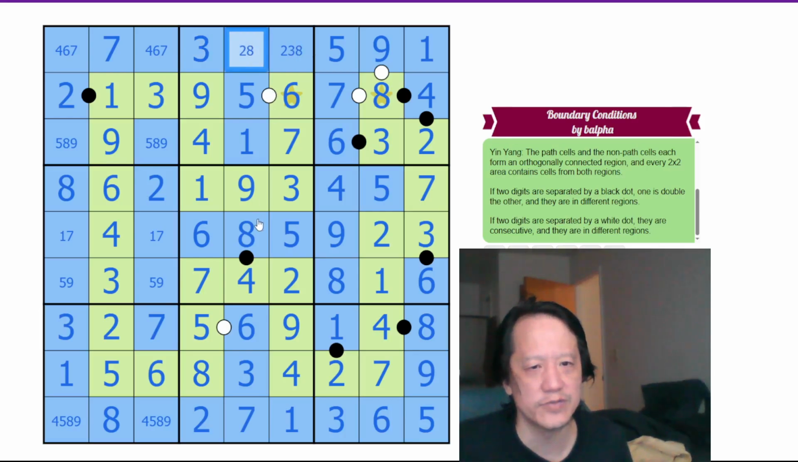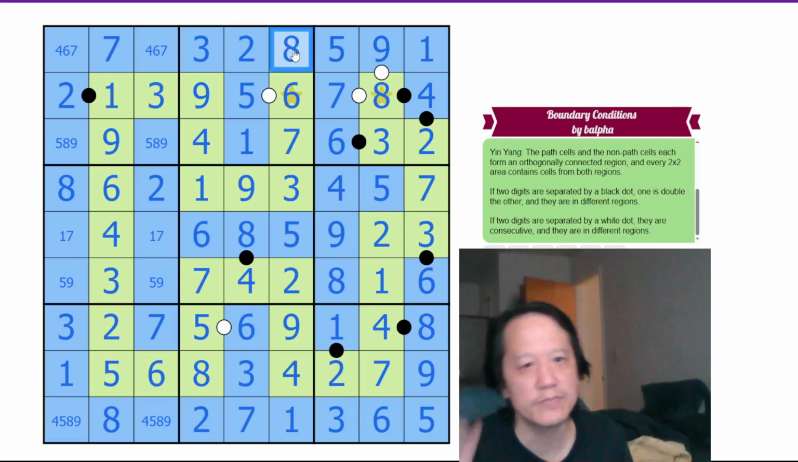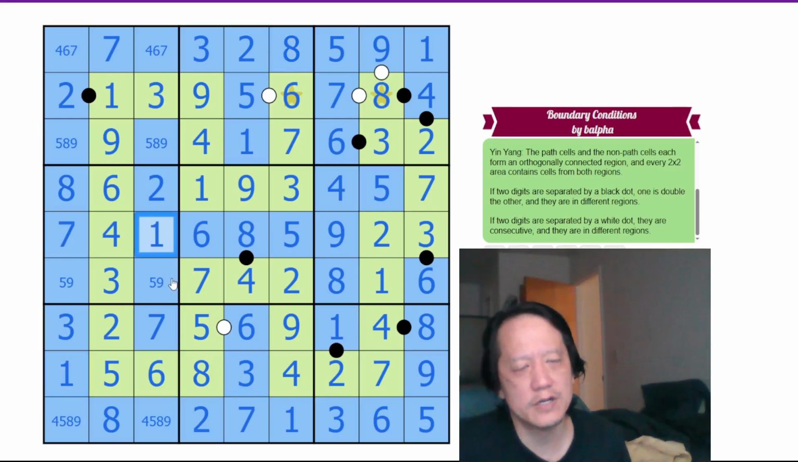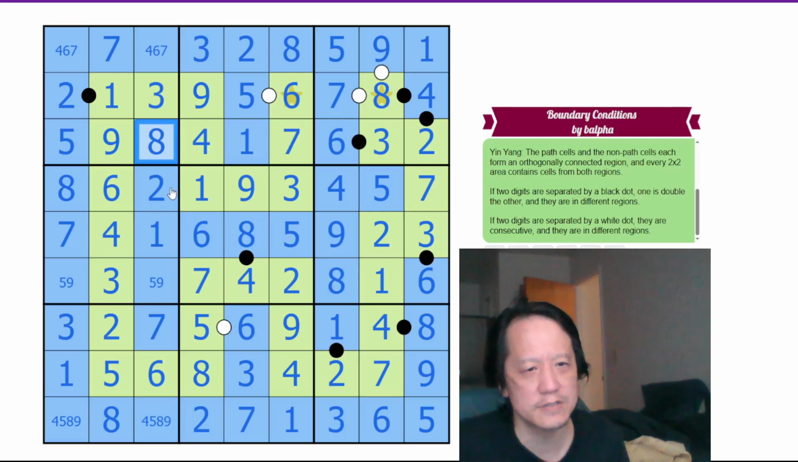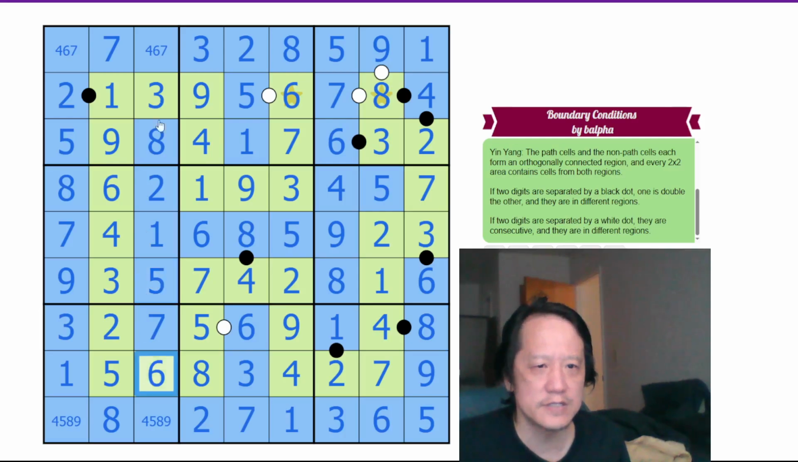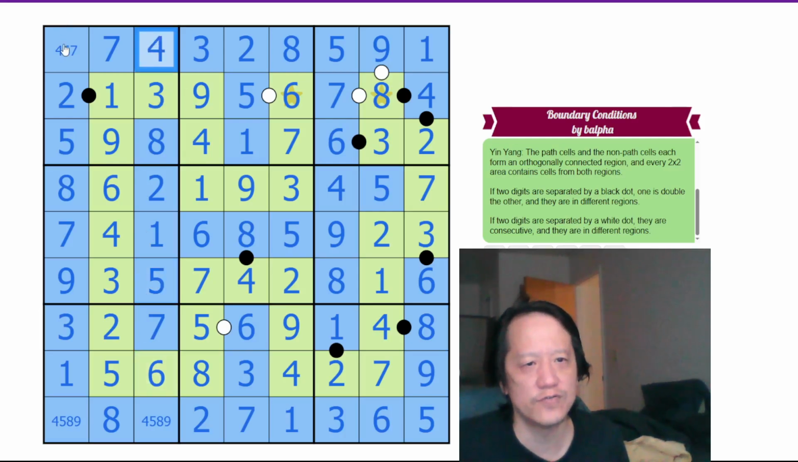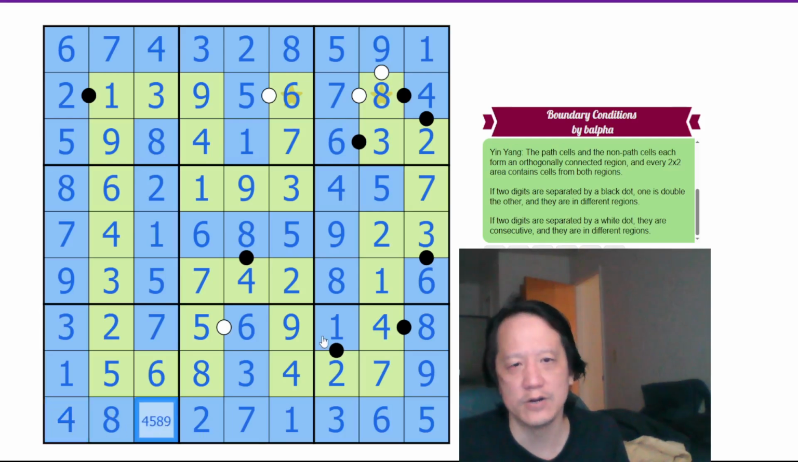No 8 here because of 8 in the column, so that's 2. This can't be 2 or 3, it's 8. 1 eliminates 1 here, so it's 7 and 1. 9 and 8 eliminate 9 and 8 here, so it's 5, which makes that an 8. 5 eliminates 5 here, so it's 9 and 5. 6 and 7 eliminate 6 and 7 there, so it's 4, which makes that a 6 there. That leaves us a 4 here and a 9 here.